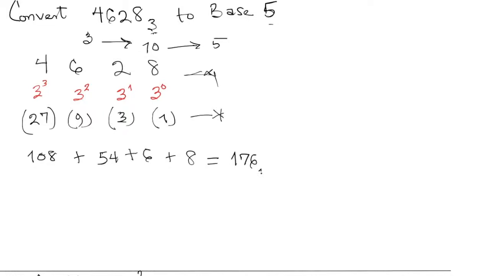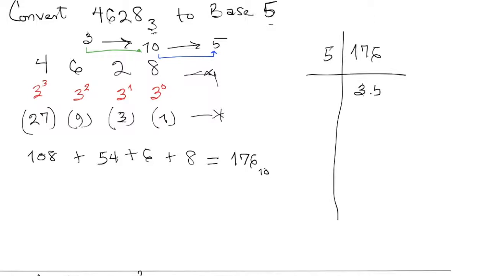So now we've concluded this first part, which is converting from base 3 to base 10. Now we have to do the next part, which is converting from base 10 to base 5. And to do that, we have 176, that was a mistake on my part. So we have 176, we set up our division like we've done in the past, and 176 divided by 5 is 35 with a remainder of 1. 35 divided by 5 is 7 with a remainder of nothing. 7 divided by 5 is 1 with a remainder of 2. And 1 divided by 5 is nothing with a remainder of 1.